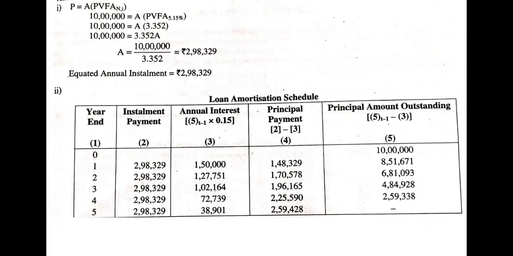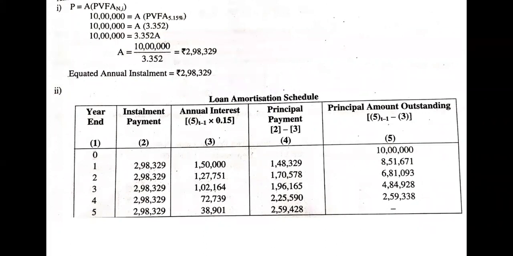So we are going to get 8,51,671 rupees. Next year again the installment payment will be the same, that is 2,98,329 rupees. Now interest will change here. On 8,51,671 we need to find 15%. So we will get 1,27,751 rupees. Now principal payment: from the installment payment you have to remove the annual interest. So we will get 1,70,578 rupees.